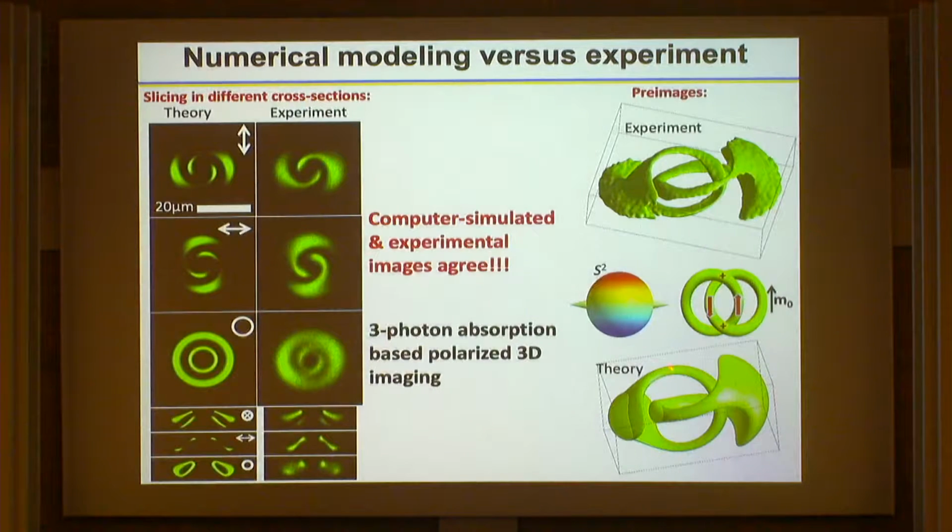Moreover, we can also compare not just cross-sectional images in three-dimensional space, but also the pre-images that we can reconstruct on the basis of analyzing these types of experimental and simulated images, right? So in here, you can see that the pre-images on the equator of the S2 sphere have the topologies of closed loops, and they also have peculiar geometric shapes, right? And you can see that in experiments and in computer simulations, they very closely agree with each other.